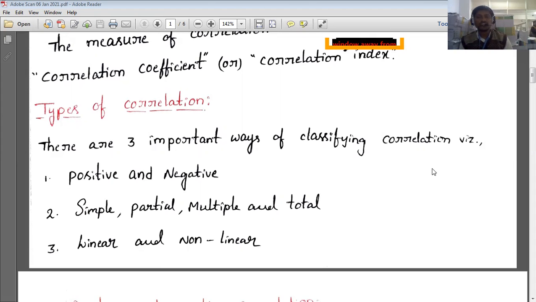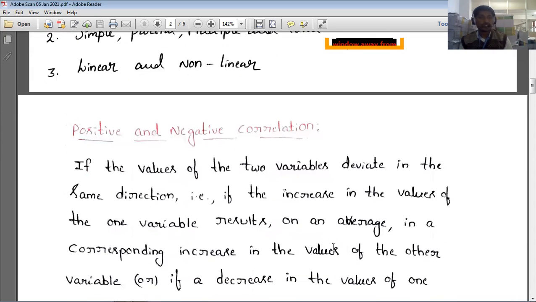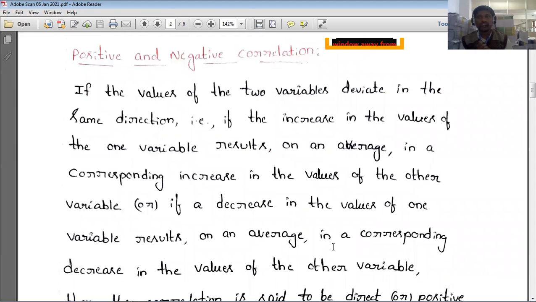So that one we'll see here in the theoretical way, what they give. Here the first one is positive and negative correlation. What we said, positive correlation is when one variable is increasing, obviously the other variable must also increase. Or if one variable is decreasing, the other variable is also decreasing, then we'll say that is positive correlation. And negative correlation is when one is increasing and the other is decreasing, or one is decreasing and the other is increasing. That is negative correlation.